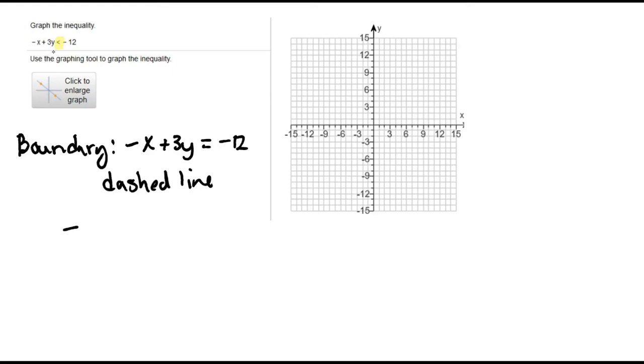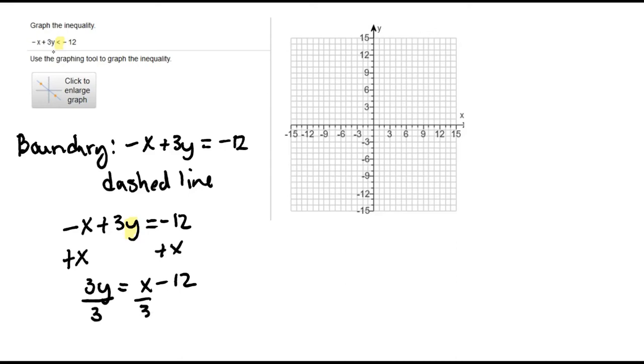So I can take my equation and solve for y. I'll add x on both sides. It's 3y equals x minus 12. Divide by 3, and y equals 1/3 x minus 4. So I have a y-intercept of -4 and a slope of 1/3.